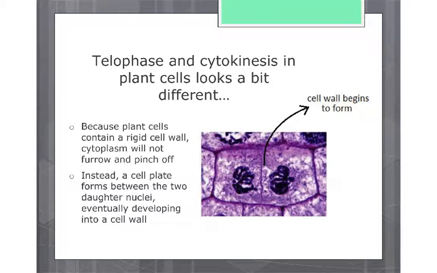On to that point, telophase and cytokinesis in plant cells look a bit different. The one thing you may need to be aware of is that because plants, going back to Science 10, contain a cell wall, you will also see that rigid cell wall begin to form.